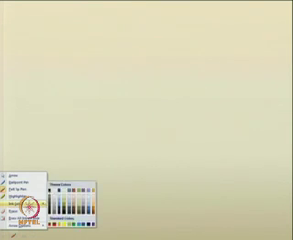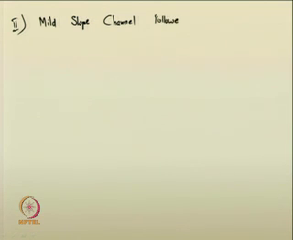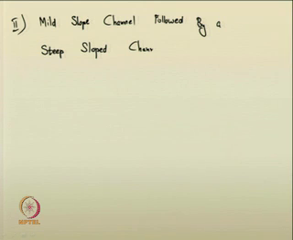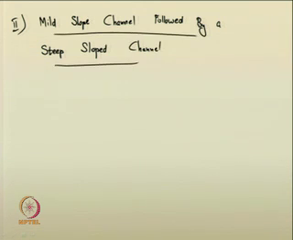Now, the second situation which we would like to discuss is when a mild slope channel is followed by a steep slope channel. What happens if a mild slope channel is followed by a steep slope channel?